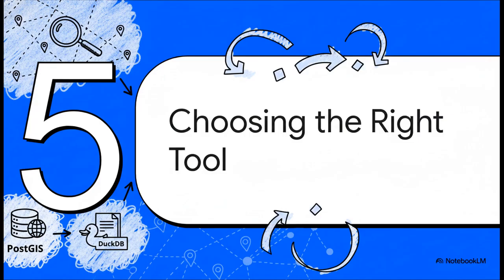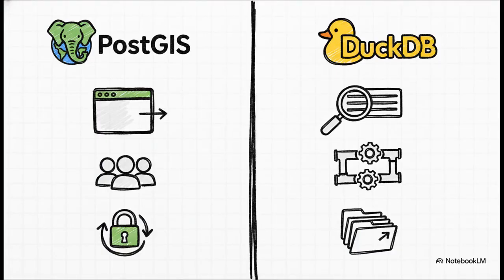Okay, let's bring this home and make it super practical. How do you decide for any given task which tool to pull out of the toolbox? So here's your cheat sheet, your simple go-to guide. Are you building a live web API with lots of users? That's PostGIS, all day long. Are you trying to scan millions of rows from a file to compute some stats? That's a job for DuckDB. The big question you always have to ask yourself is this: is my task transactional or is it analytical? Your answer tells you exactly which tool to grab.